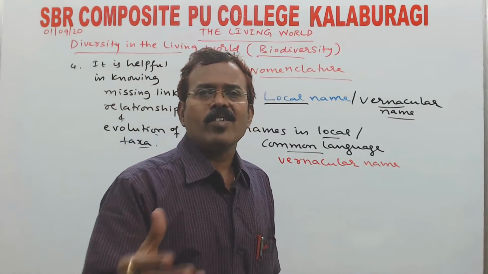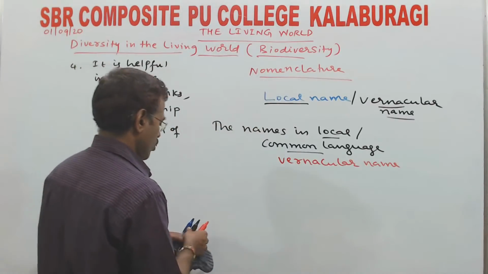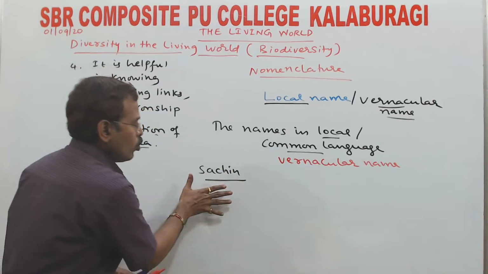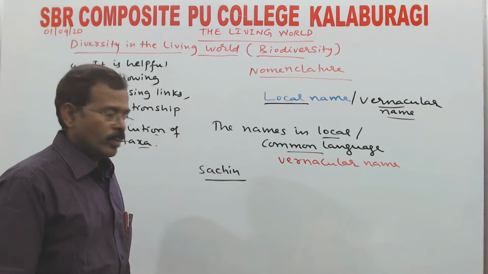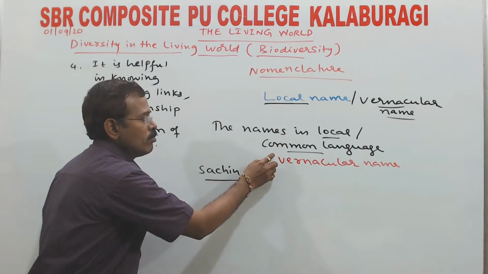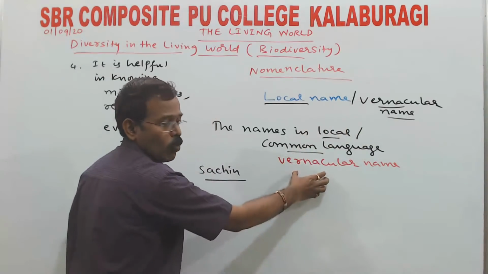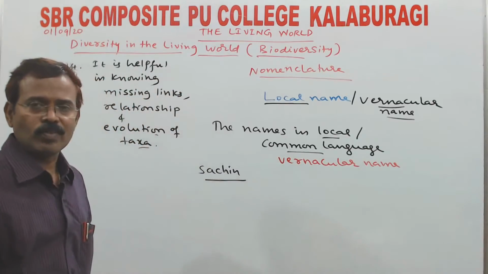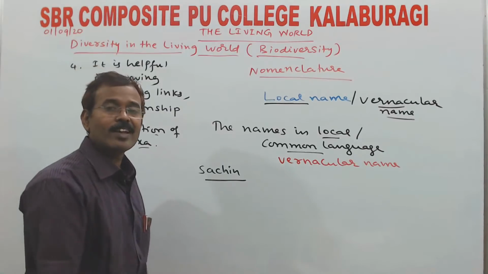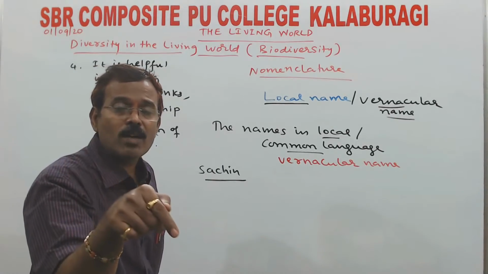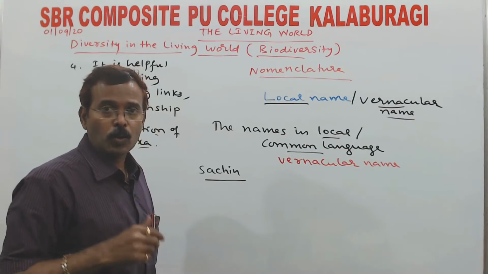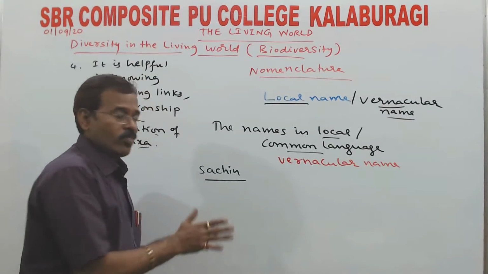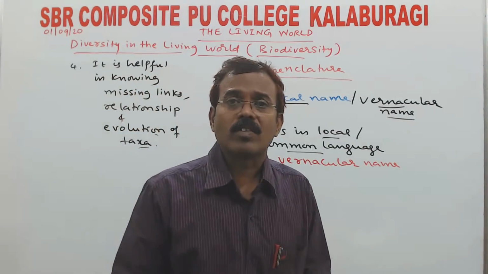See, in India itself, say for example, we have the name Sachin. Thousands of Sachins are there. The name Sachin is a local name, also called a vernacular name. What is a vernacular name? The names in local or common language are called vernacular names. There are thousands of Sachins in India. Which Sachin we are talking about is very difficult to identify. To whom we are referring is very difficult to identify, because this is a local name, shared by thousands of people.